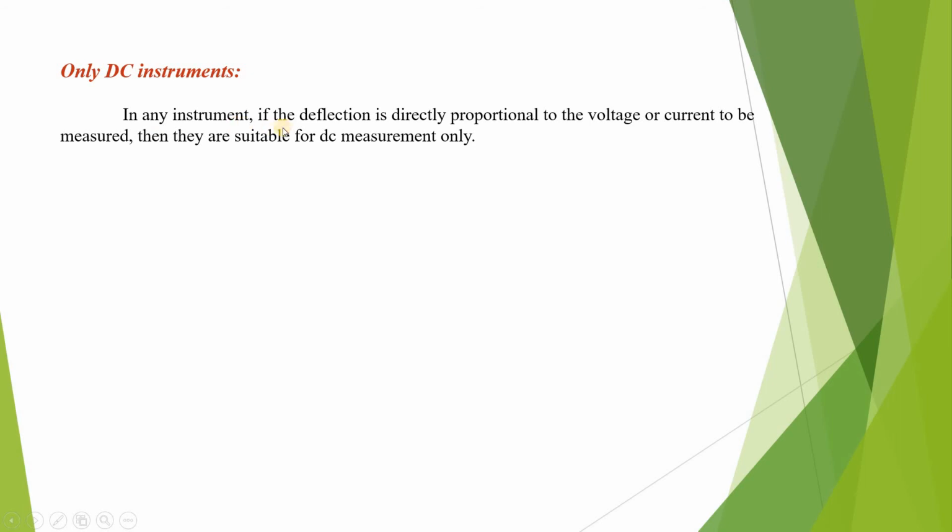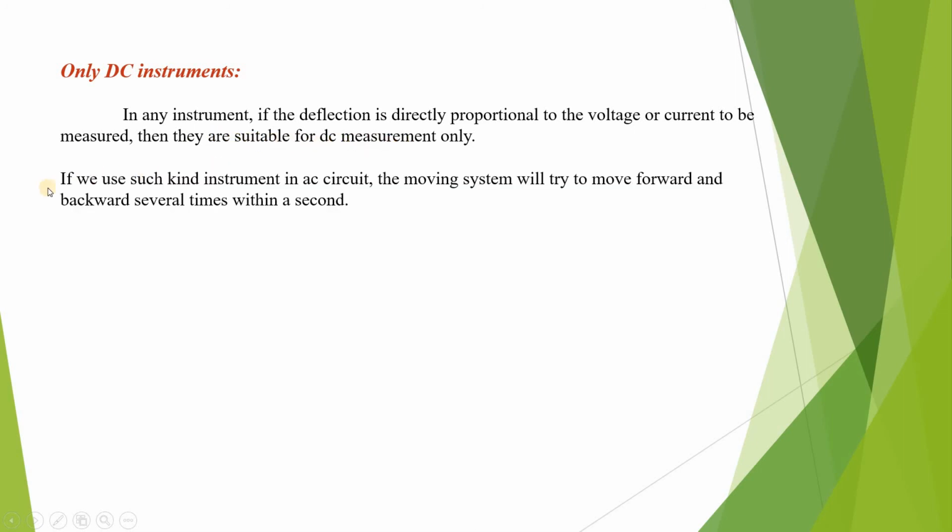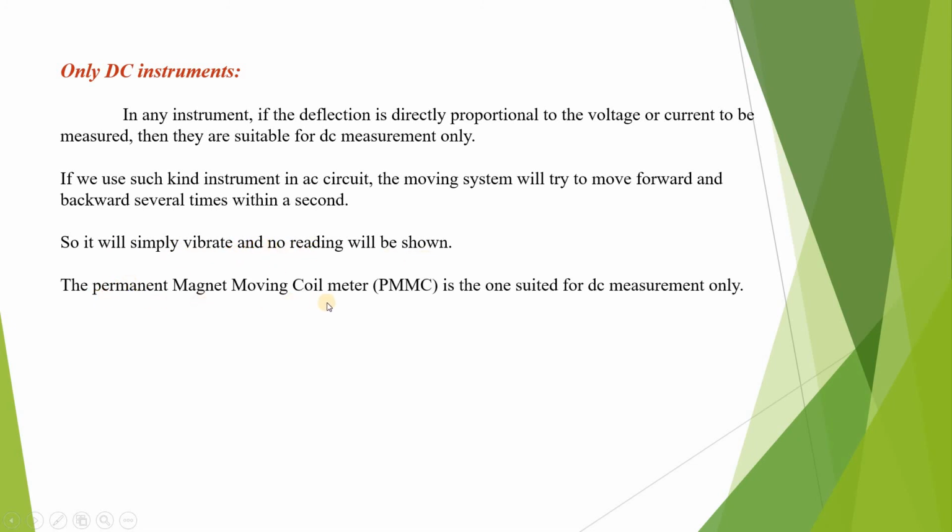Coming to only DC instruments. In an instrument, if the deflection is directly proportional to the voltage or current to be measured, then it is suitable for DC measurements only. If we use such an instrument in an AC circuit, the moving system will try to move forward and backward several times within a second. So it will simply vibrate and no reading will be shown. The permanent magnet moving coil meter is the one suited for DC measurements only. So PMMC is exclusively for DC measurement.